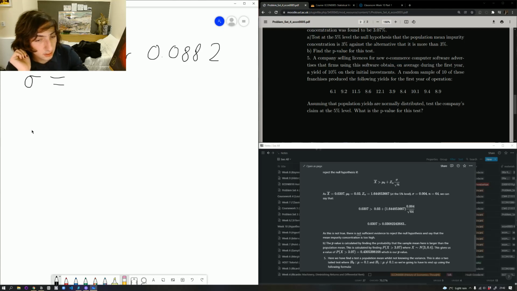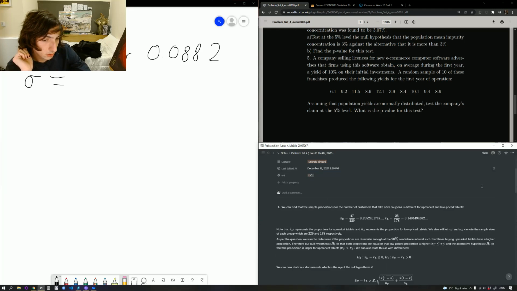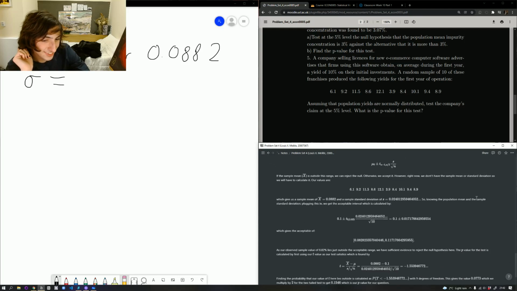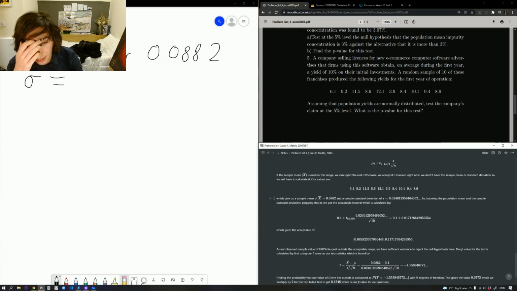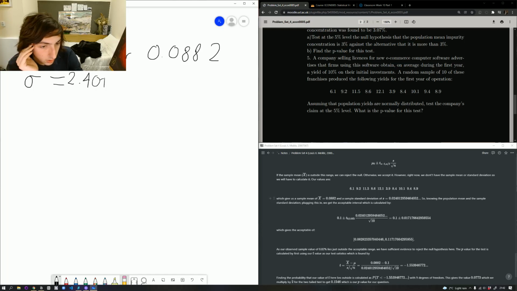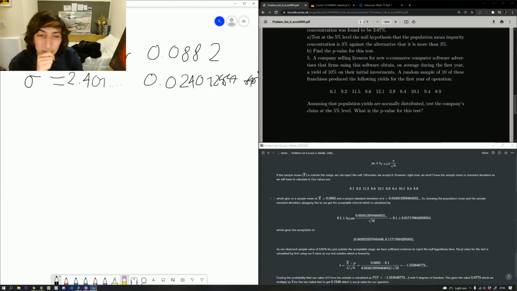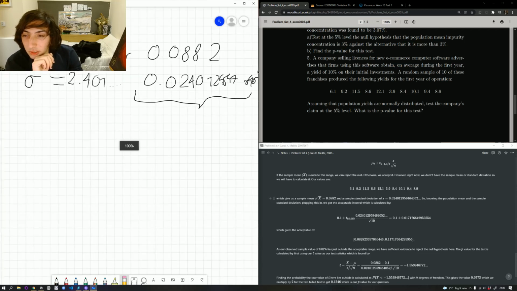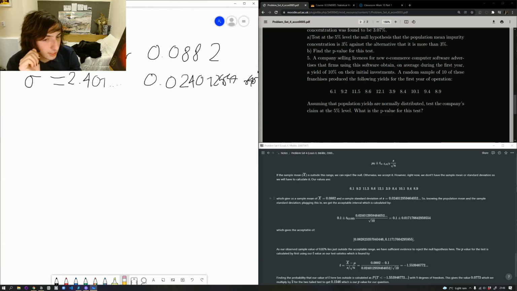Let me just double check this here. Here it is. So you can have either 2.401 and so on, or you could do 0.0240129464052. I used this because it's slightly more accurate, but you do what you want. So plugging this in.